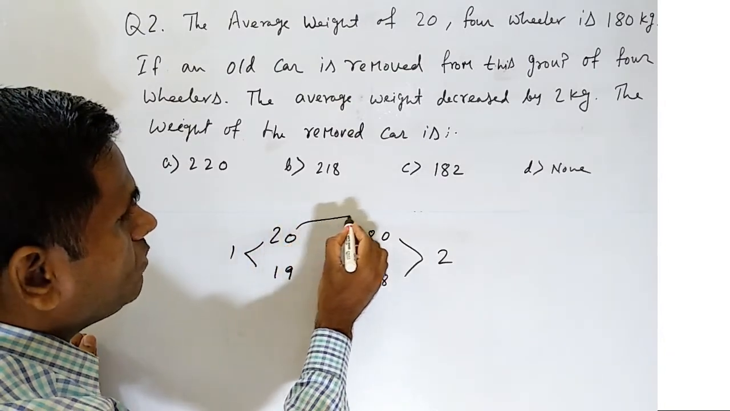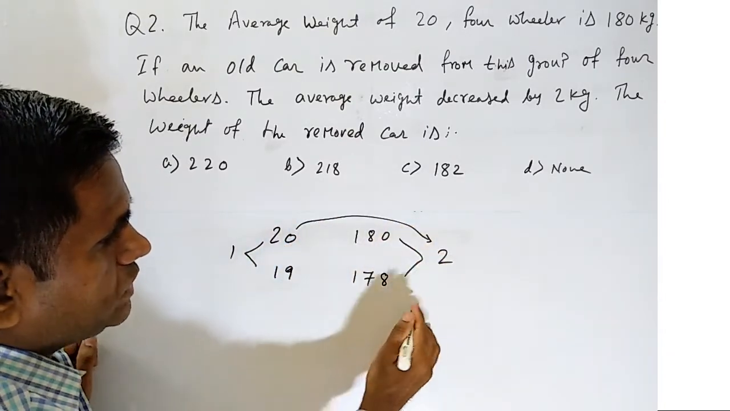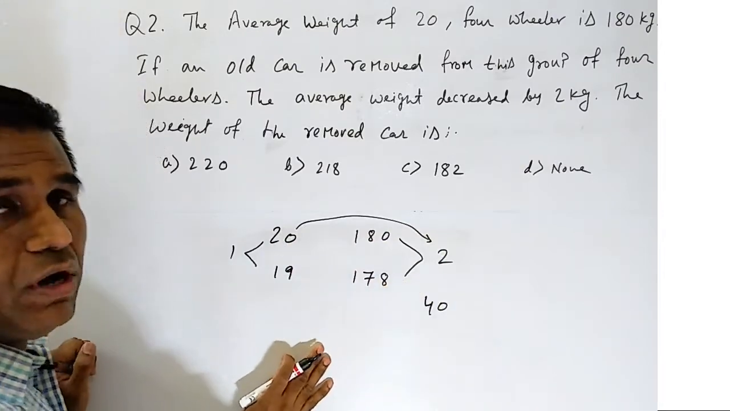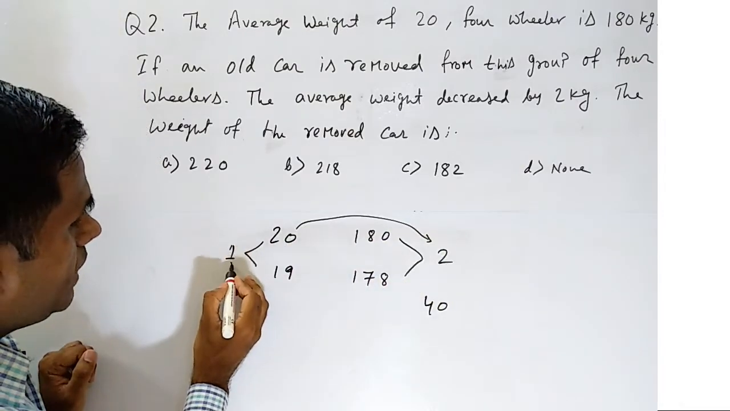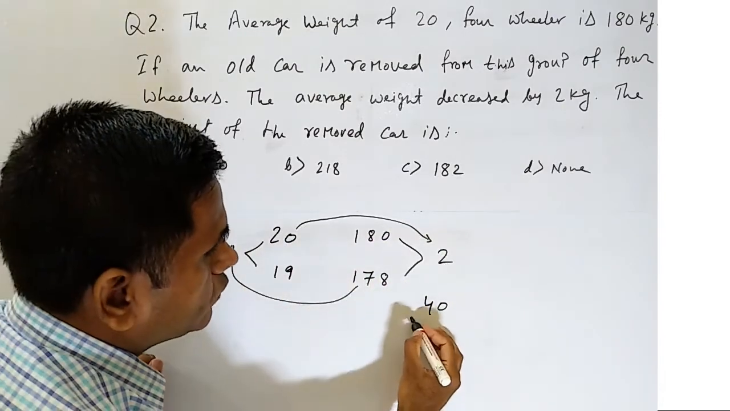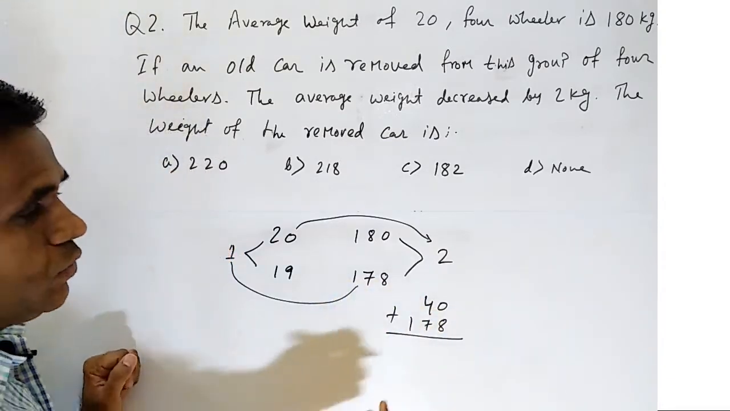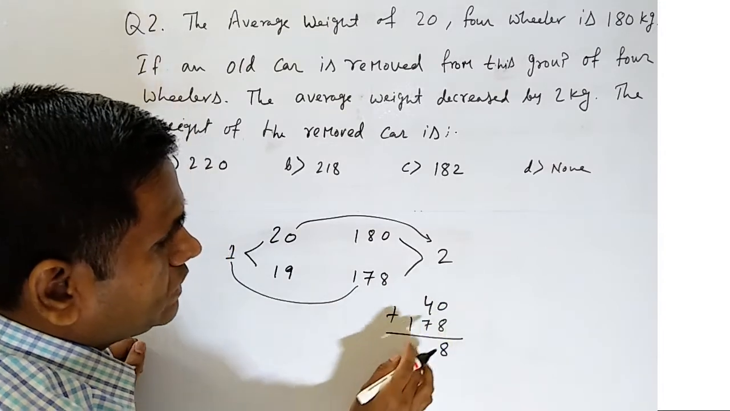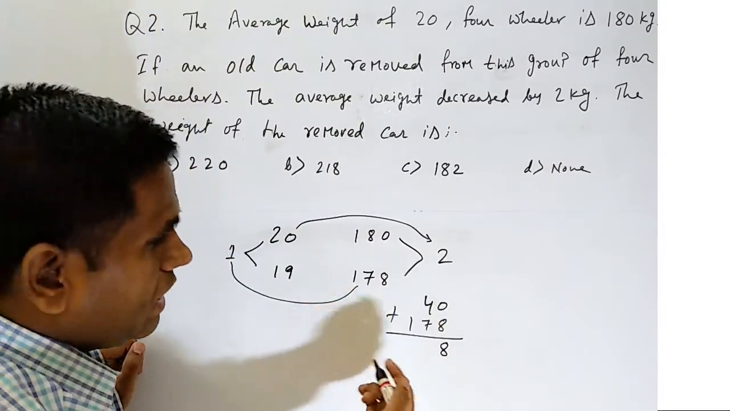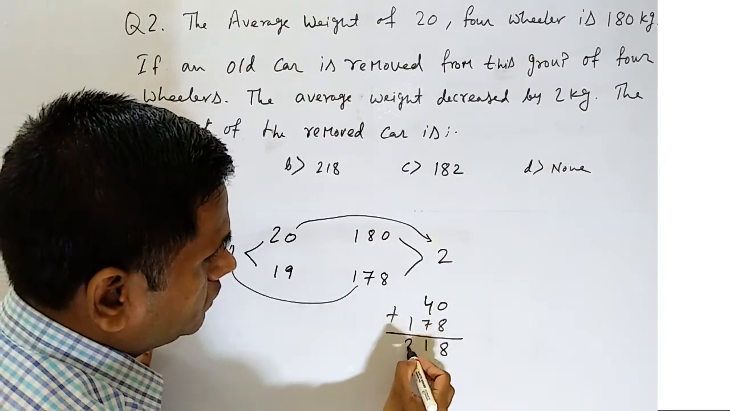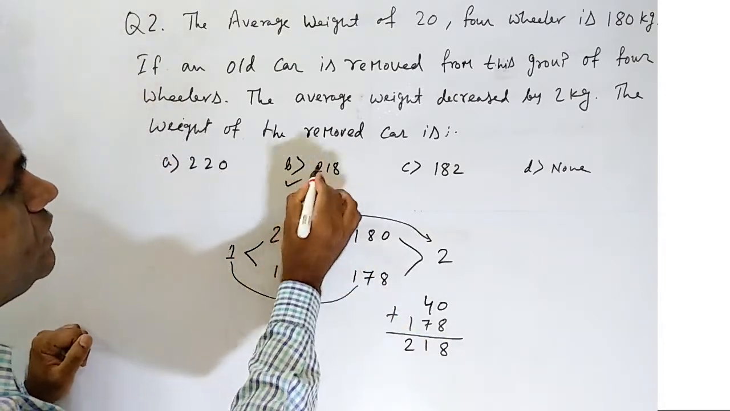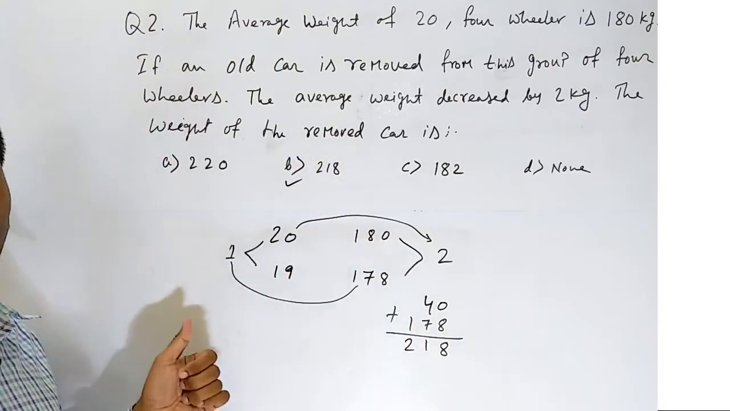So we will multiply 20 into 2, which is 40. Easy multiplication, right? And we will multiply this 1 into 178. So this becomes 178 only. Now just add this. So if we add, it becomes 8. 7 plus 4 is 11. So 1 and 2. 218. We got the answer. Very easy and very quickly.